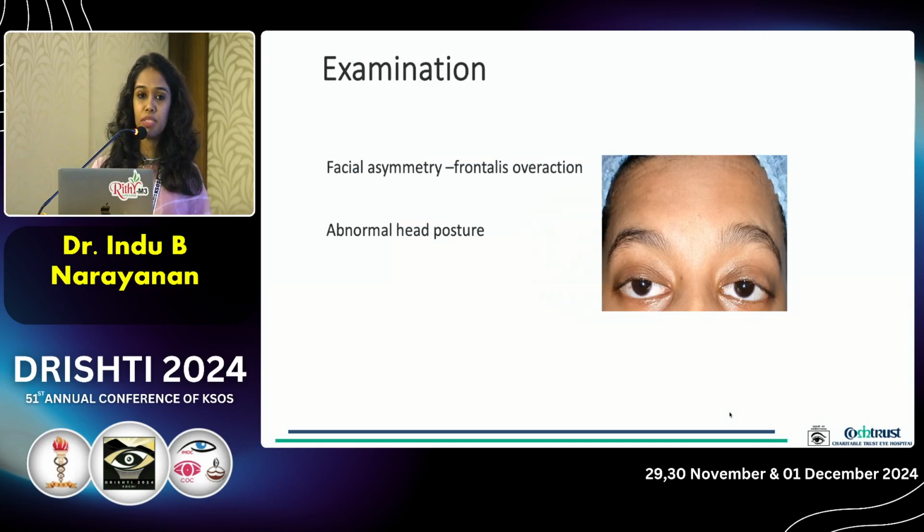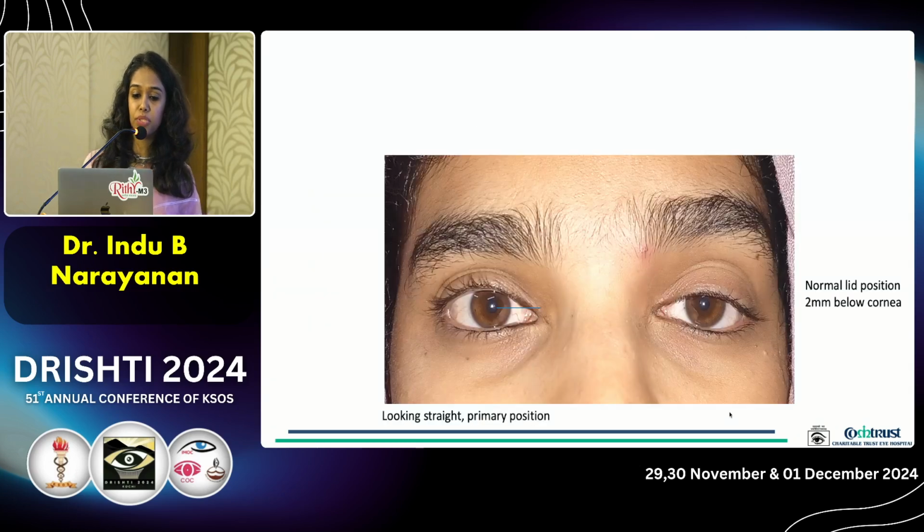In examination, see if there is any facial asymmetry, frontalis overaction, or any abnormal head posture, which is often a chin lift, especially in children. Now coming to the measurements of ptosis.